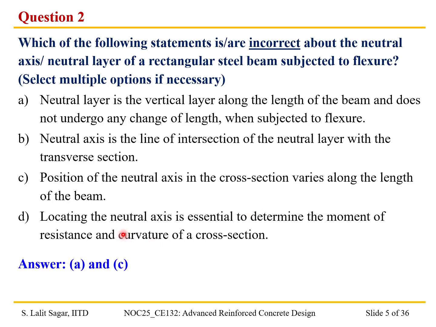Option D states that locating the neutral axis is essential to determine the moment of resistance and curvature of a cross section. So option D is correct. Ultimately, out of the four options, options A and C are incorrect, but options B and D are correct.